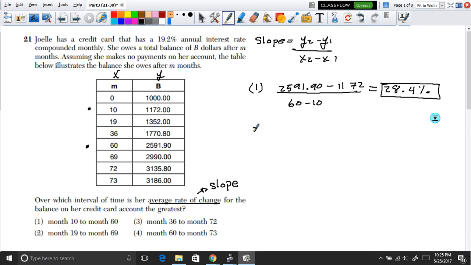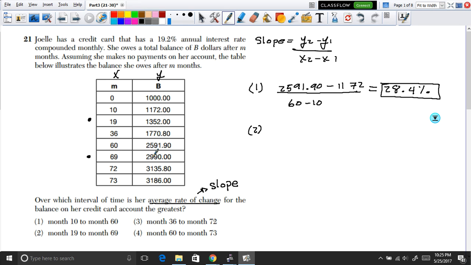So now let's see what happens in scenario 2. In scenario 2, we're going to choose different points. So let me erase this. Scenario 2, they're asking you for the months between 19 and 69. So 19 is right here, 69 is right here. Let's find the slope.